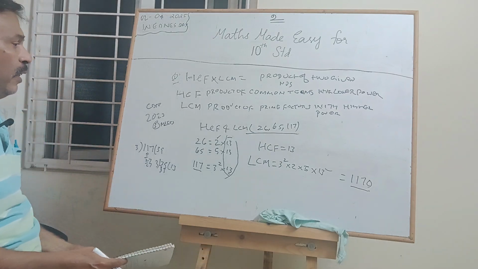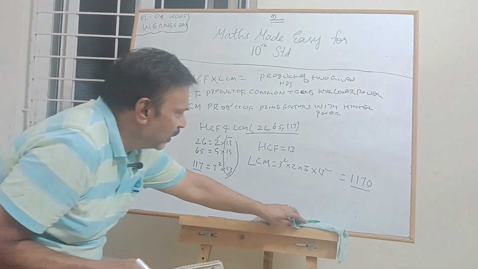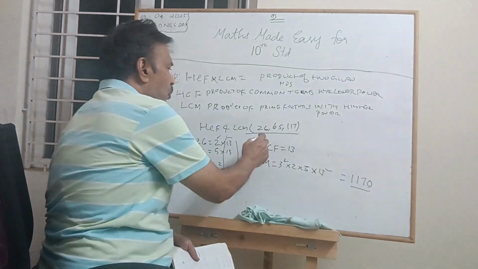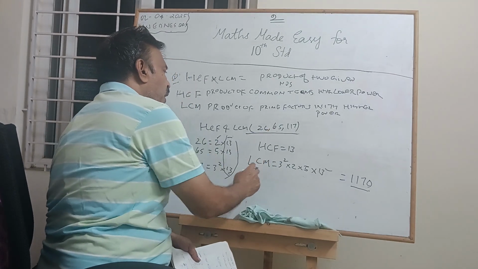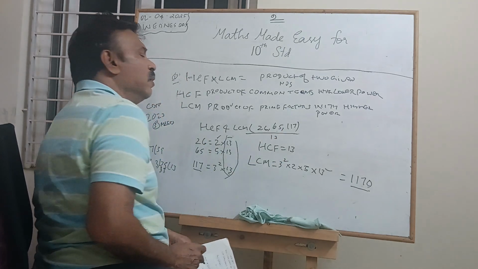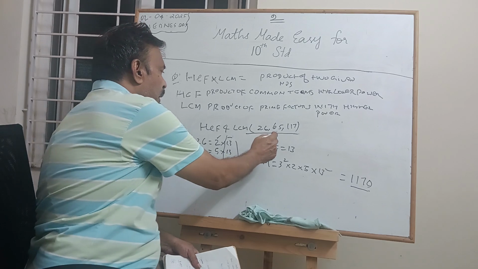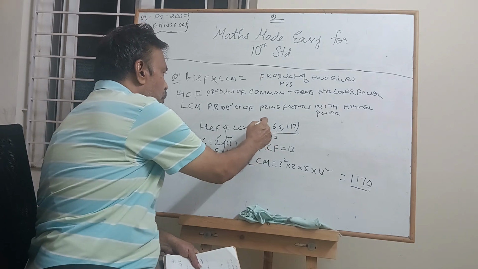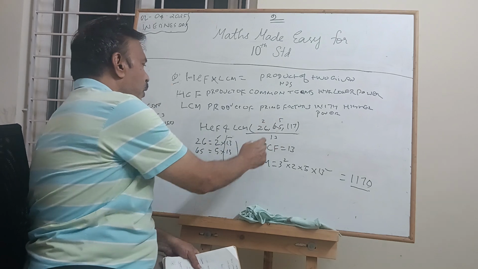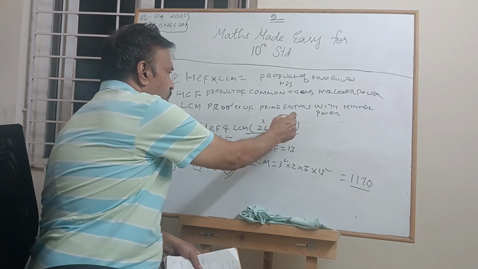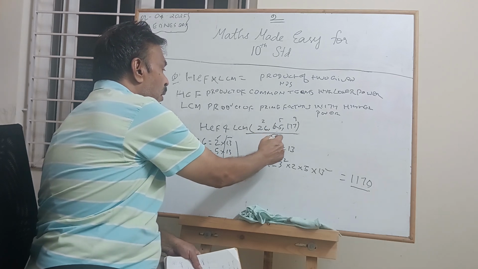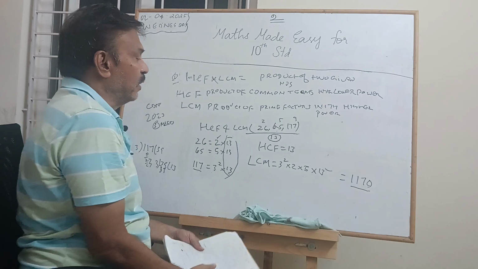Got my point? What it means is basically, 26, 65 and 117 can be divided by 13. Simple, no? If you divide by 13, this becomes 2, this becomes 5, and this becomes 9. So this is the highest common factor, HCF.